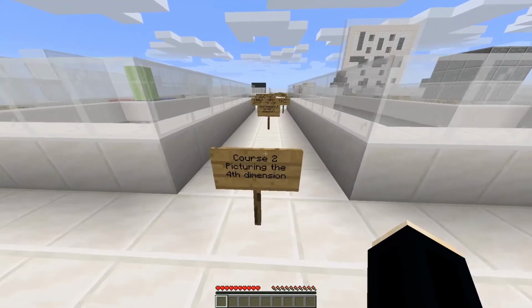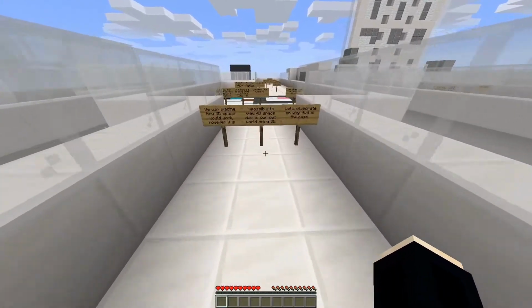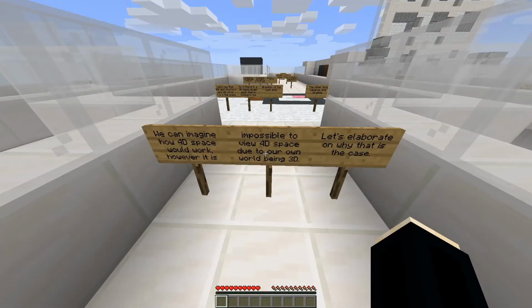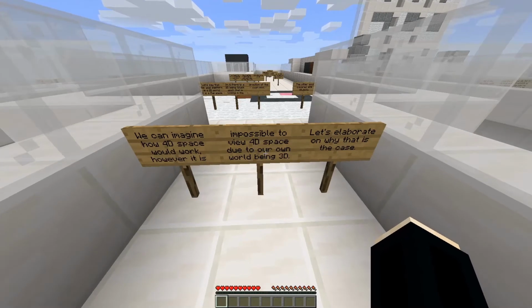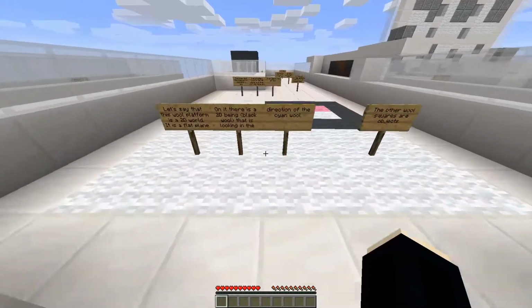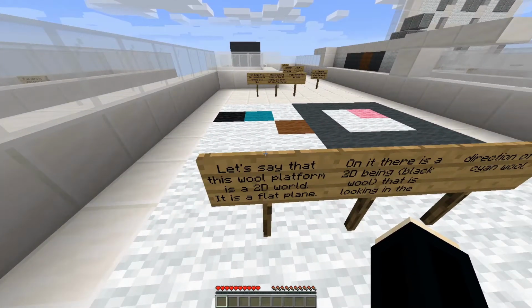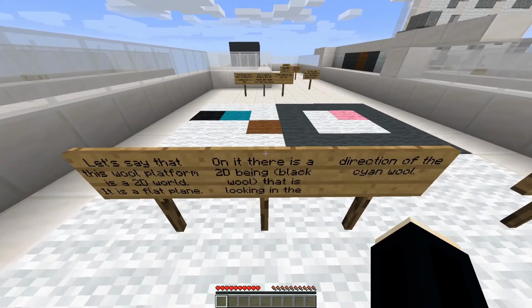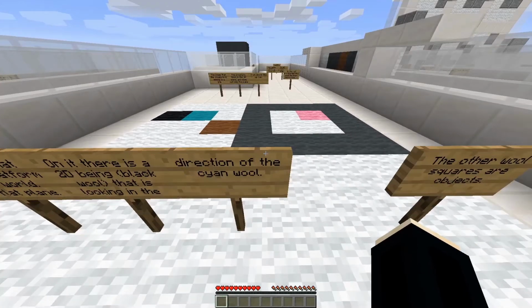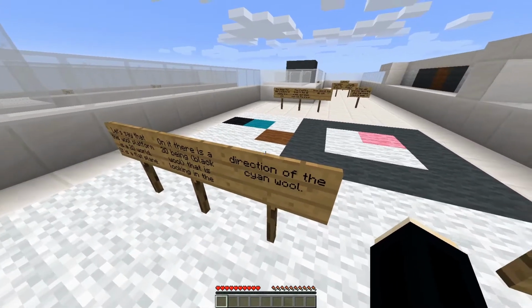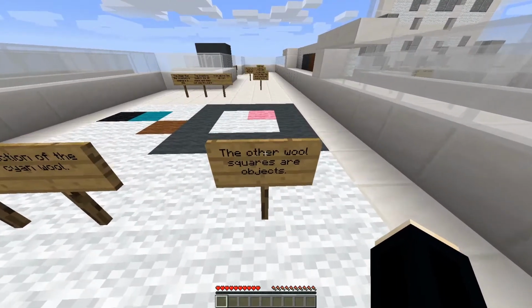Course 2, picture the 4th dimension. What happens if we add a dimension? We can imagine how 4-dimensional space would work. However, it is impossible to view 4-dimensional space due to our own world being 3-dimensional. Let's elaborate on why that is the case. Let's say that this wool pattern is a 2-dimensional world. It is a flat plane. On it there is a 2-dimensional being, black wool, that is looking in the direction of the cyan wool. The other wool squares are objects.